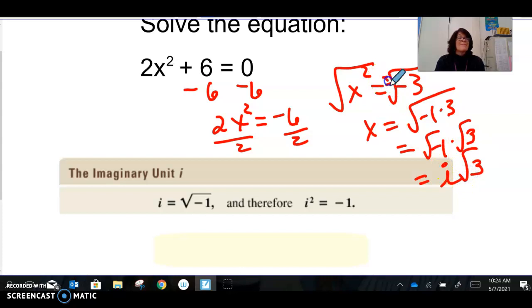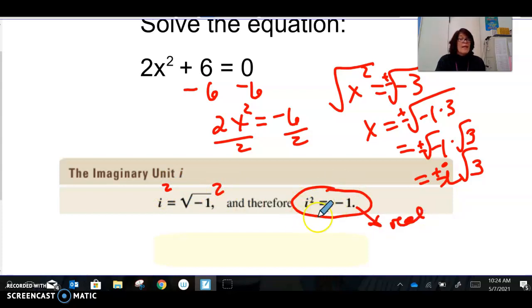Oopsies. Of course, I'm so excited about the i that I forgot my plus and minus. There are two answers, plus or minus i square root of 3. Okay? The imaginary unit i is the square root of -1, which means that i squared, when I square both sides, I get -1, which is real. All right, so there are ways to work with imaginary numbers, getting us back into the real number system. So there are problems that before we had to stop with that now we can continue with. That's why they're so useful.